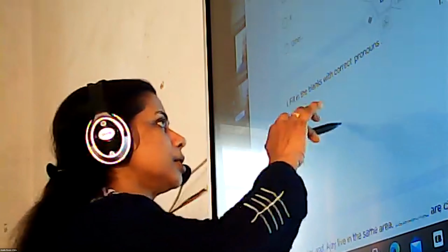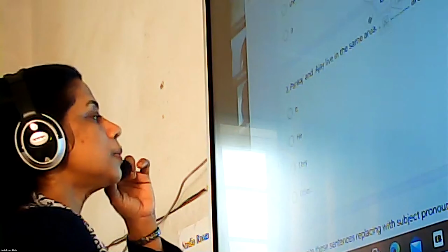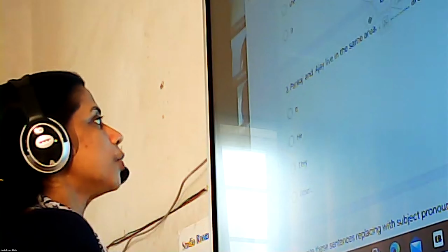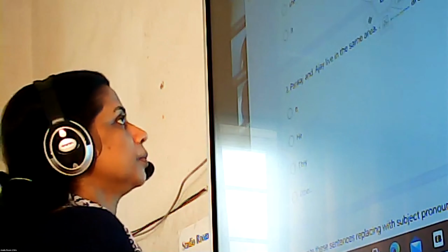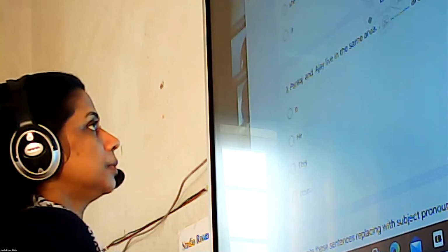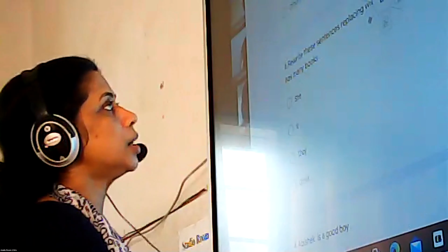Pankaj and Ajay live in the same area. Dash are classmates. So click on to the right options. It, he, they. Okay, second question is over. Now let's move on to the third question.